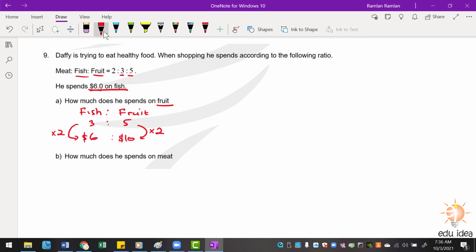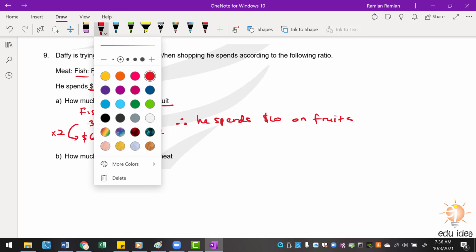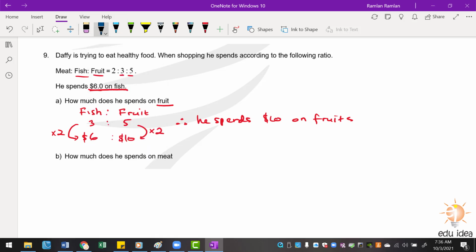Okay, so you can write, and then again, because this is a story problem, you need to write it down in a sentence. So for "he spent," okay, the next thing that we want to know is how much does he spend on meat.